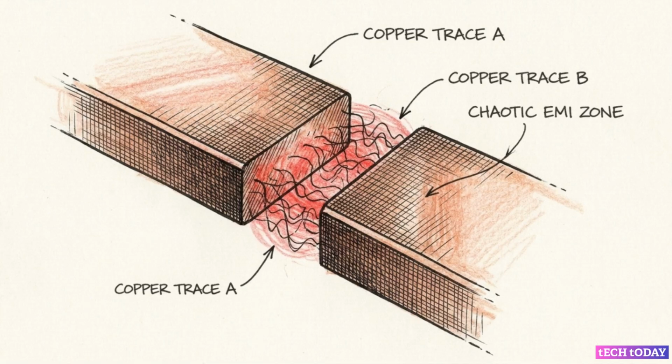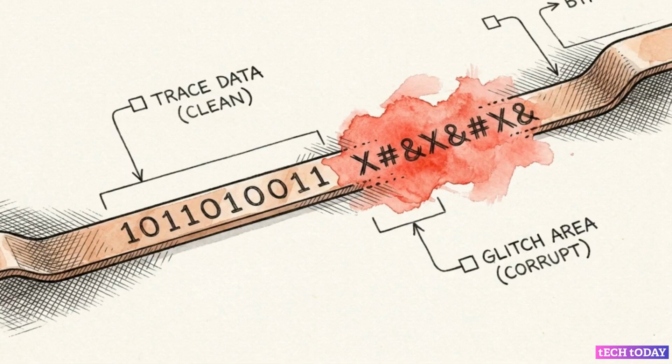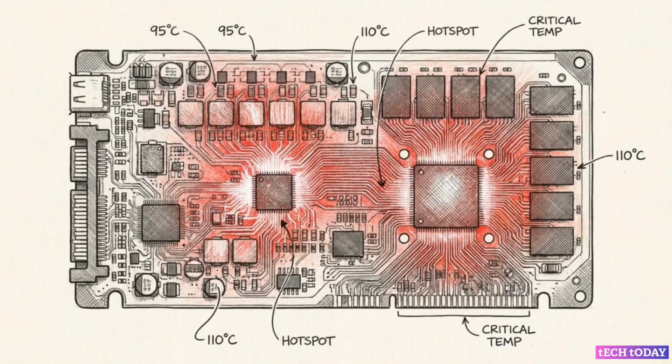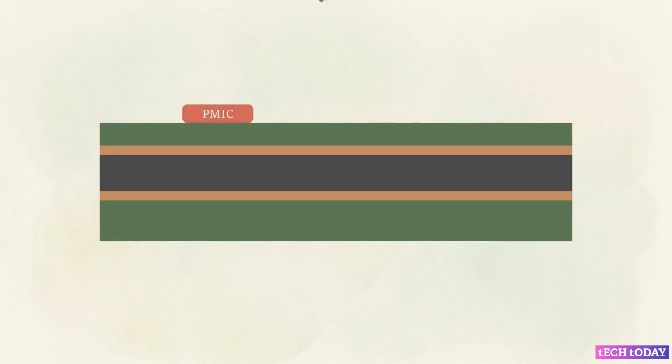If these traces are routed just a few millimeters too close to each other, the electromagnetic wake from one channel bleeds into the adjacent lane. This crosstalk corrupts the data before it ever reaches the processor. Pushing high voltages through these dense traces generates concentrated heat. To prevent the copper from warping, designers drill microscopic vias, copper-plated holes that pull heat away from the silicon and sink it deep into the internal layers of the board.